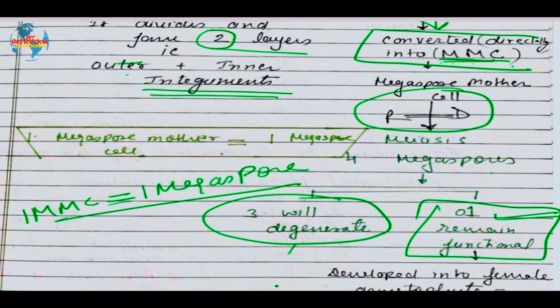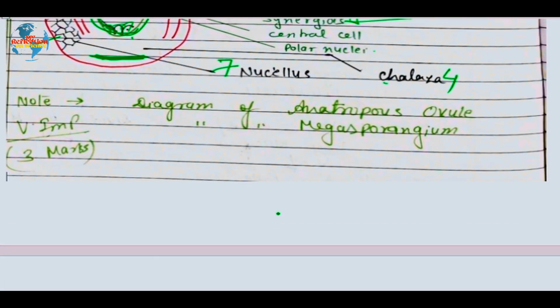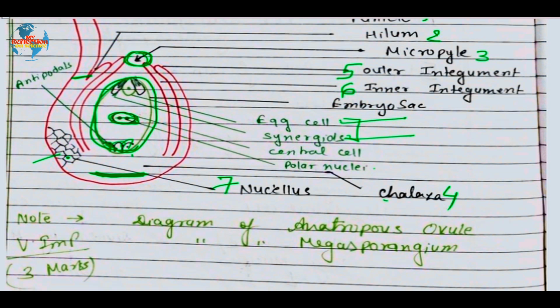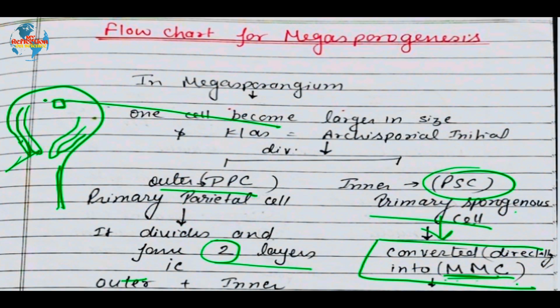Hope it is clear to you. Let's have a brief description of this once again. In this structure of the ovule, the cells of the nucellus are diploid, and these diploid cells make the bulk of the nucellus or megasporangium. One cell of the nucellus becomes larger in size, termed the archesporial initial, which after a simple division produces two cells, the outer primary parietal cell and the inner primary sporogenous cell. The primary parietal cell will divide to form two integuments, outer and inner, whereas the primary sporogenous cell is directly converted to the megaspore mother cell without any division.